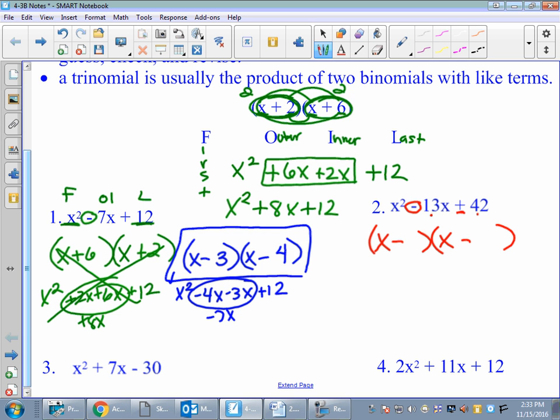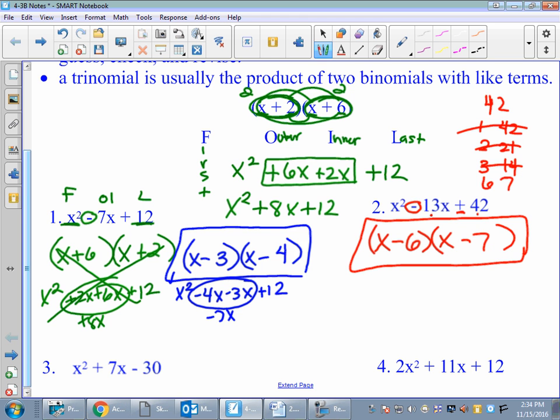So I can go through and think through all the different multiples of 42, like 1 and 42. No way is that going to give me 13. 2 and 21. I don't care if I add them or subtract them, nowhere near 13. 3 goes into 42 14 times. Not going to give me 13. And then I think of 6 and 7 are the next two numbers. There's my answer. I can see 13 in there. So minus 6, minus 7, you're done.